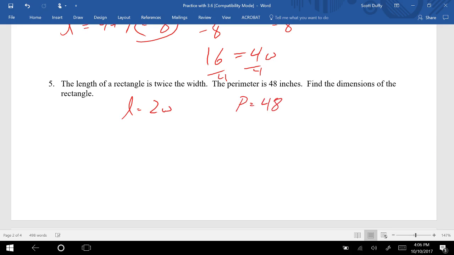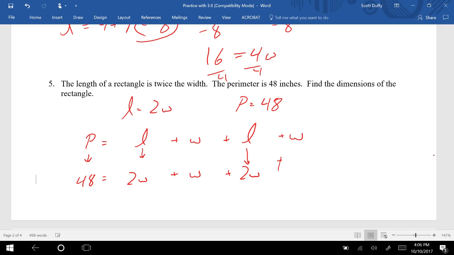I'm going to use the same formula. P equals length plus width plus length plus width. Perimeter 48. L is actually 2W. Bring down the W. 2W, bring down the W. Now I have 2 plus 1 more is 3, plus 2 more is 5, plus 1 more is 6. So I have 48 is equal to 6W.